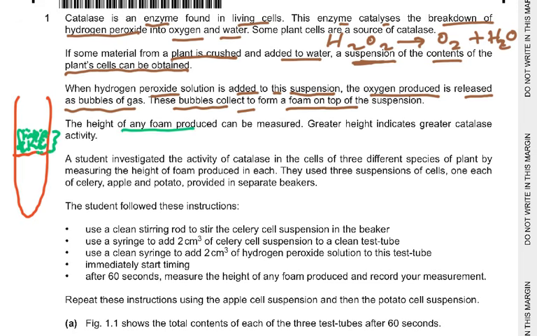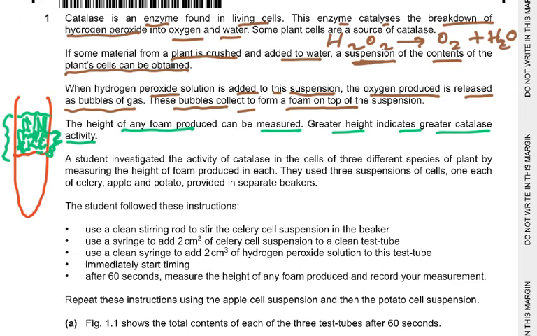So the height of any foam produced can be measured using a ruler. Greater height indicates greater catalase activity. So if the height is more, say the height is now as big as this, as compared to this, the height can be different. The height of the foam, please try to visualize it. Think you're doing this in the lab. I take my students to the lab. Even the grade 11 students go to the lab once a week, and they do a paper 3 so they can get ready for the paper 4.